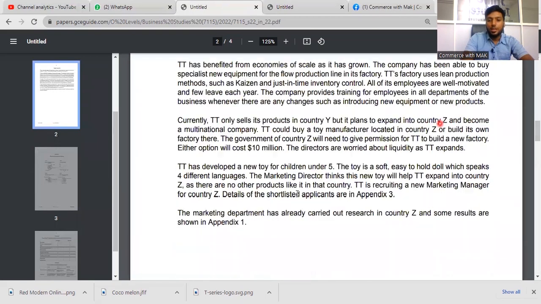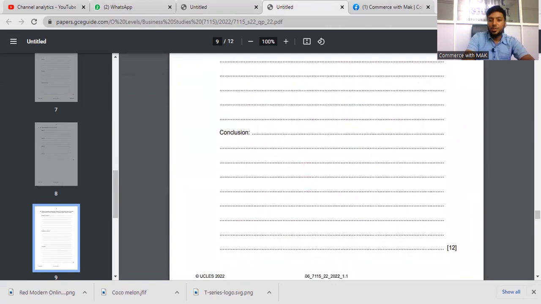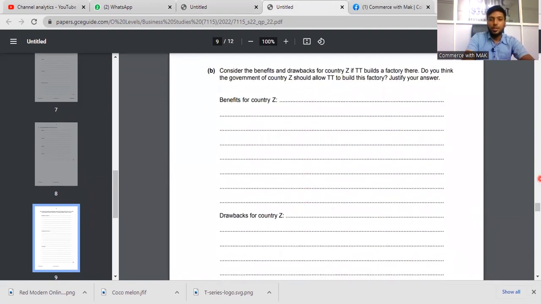So here we need to know that in the third paragraph they are saying to expand into country Z and become a multinational company. They could buy a toy manufacturer located in country Z or build its own factory there. So they are not speaking about buying the toy manufacturer, they are speaking about building a factory there. If they build a factory there, what would happen to country Z? I'm going to write the benefits which I have already spoken about, then the drawbacks, and then I will say whether it is better for the company to operate in that particular place.